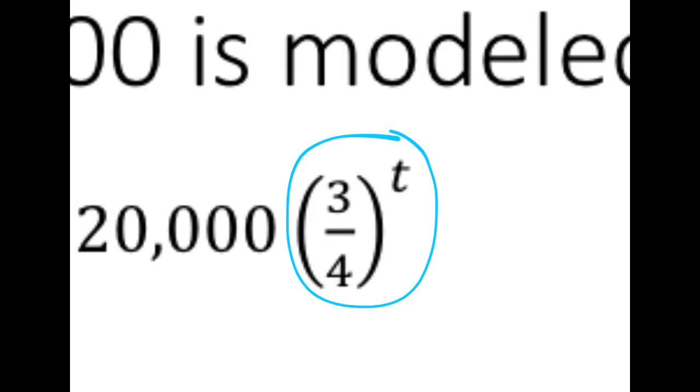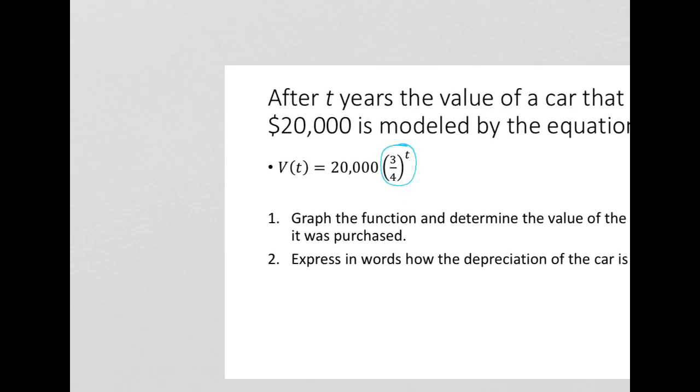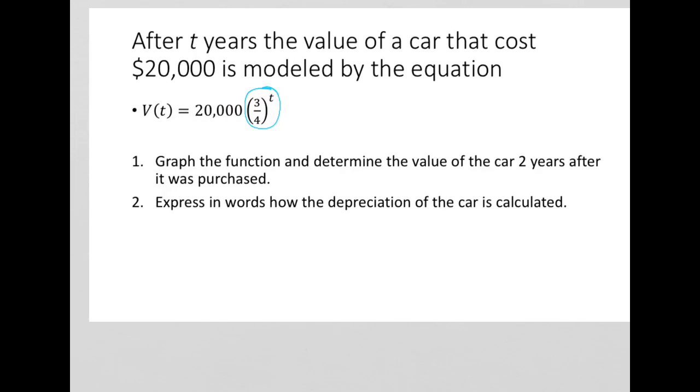Notice this bit right here, 3/4 to the power of t. Well, that's taking that initial value of 20,000 and each year multiplying it by 3/4. So each year the car loses 25% of its value, or rather the car maintains 75% of its value. But each year it goes down by 25%.